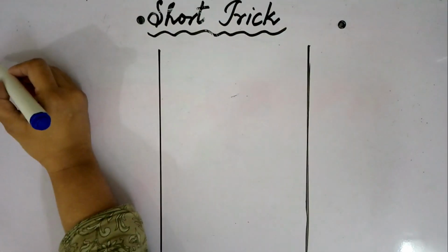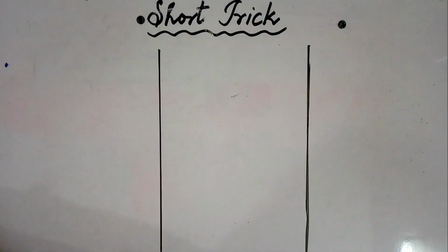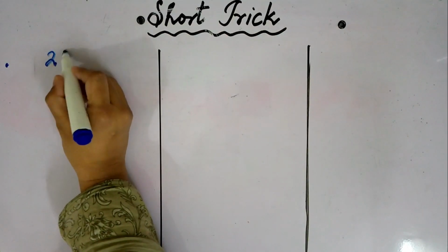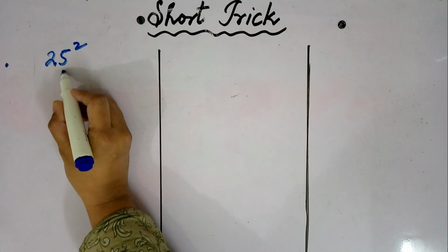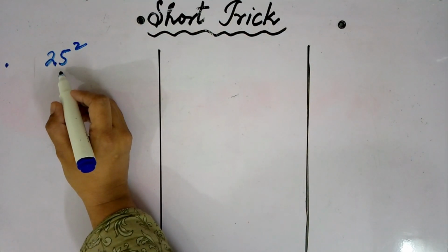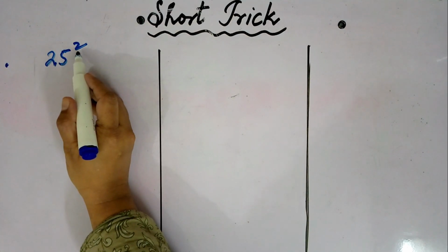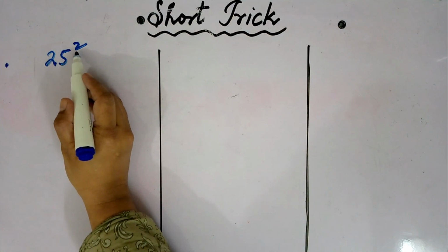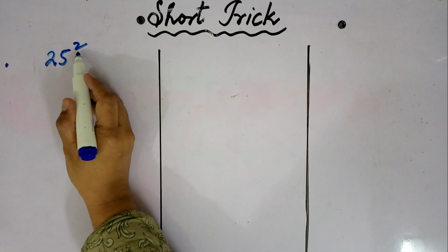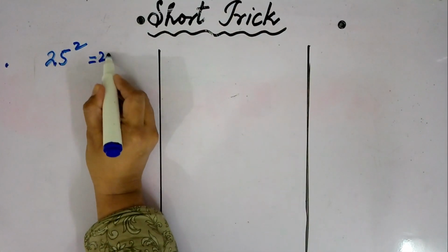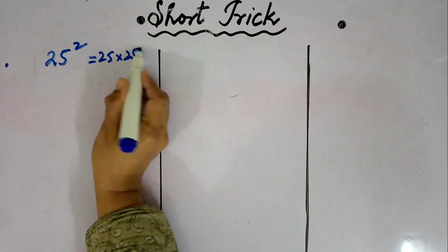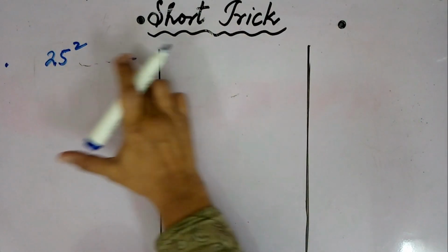Okay, now I am taking here 25 square. You can see that it ends on 5. When your number ends on 5 and you are going to find the square of that, don't use your calculator. If you use a calculator or solve it by hand, you will surely write 25 into 25. No need to do that in this method.